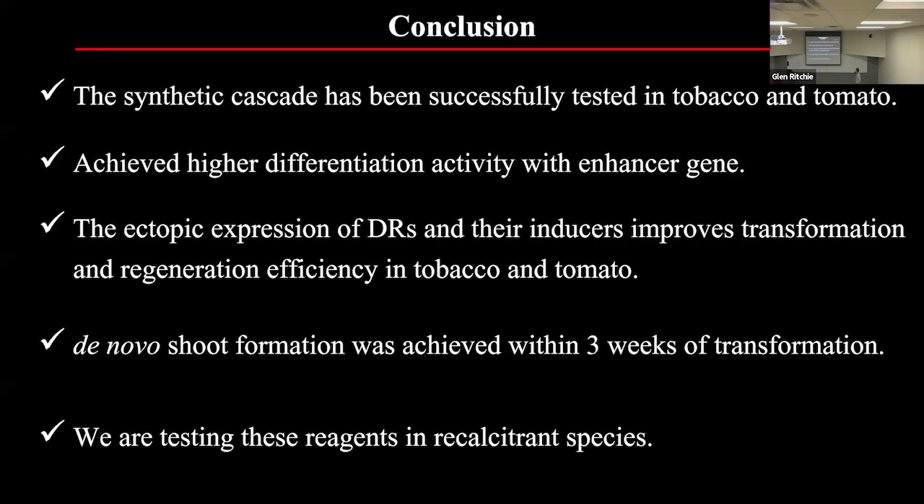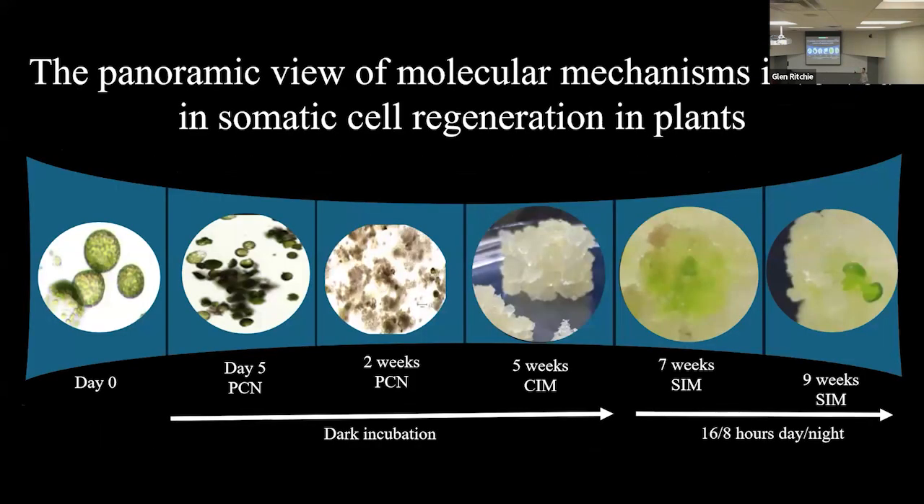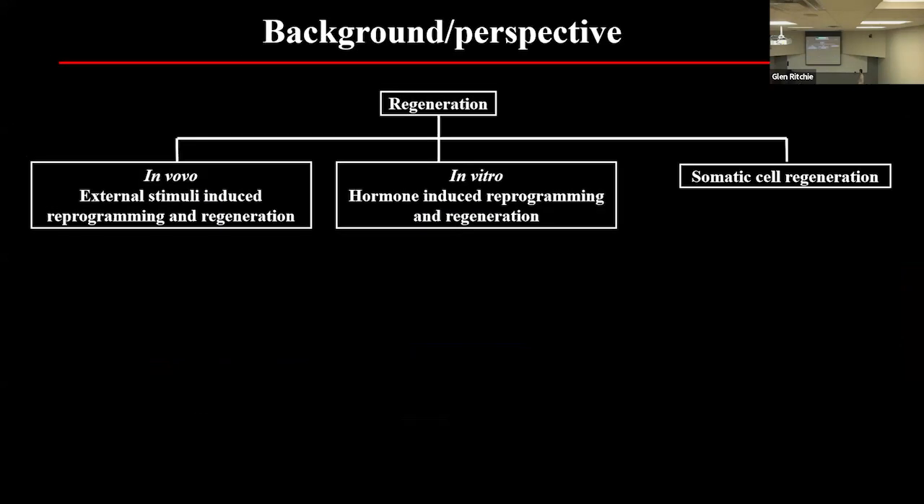Now, with this, I concluded the first project, and I'm moving on to the second project, which is understanding the regeneration of somatic cells like protoplast. What are the molecular clues that are involved in single cell regeneration, taking tobacco protoplast as my model. So basically, a tobacco protoplast regenerates, if we count from day 0, in 9 weeks by navigating different developmental stages. And I'll walk you through this.